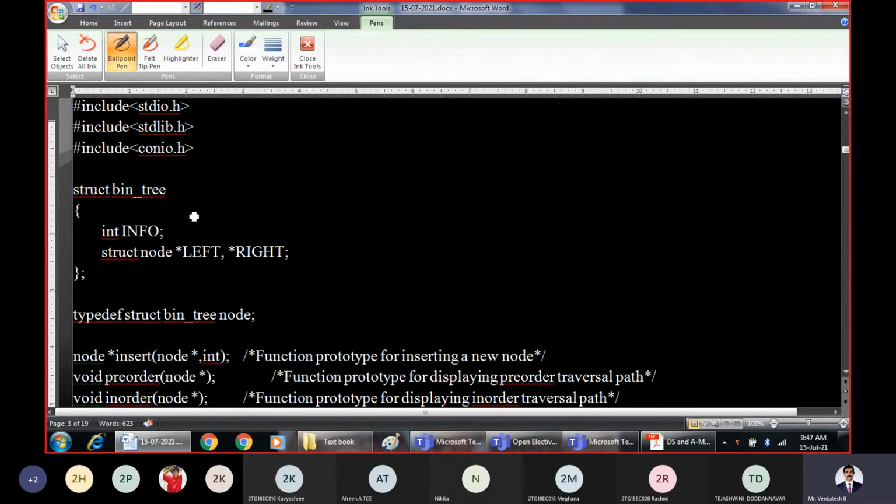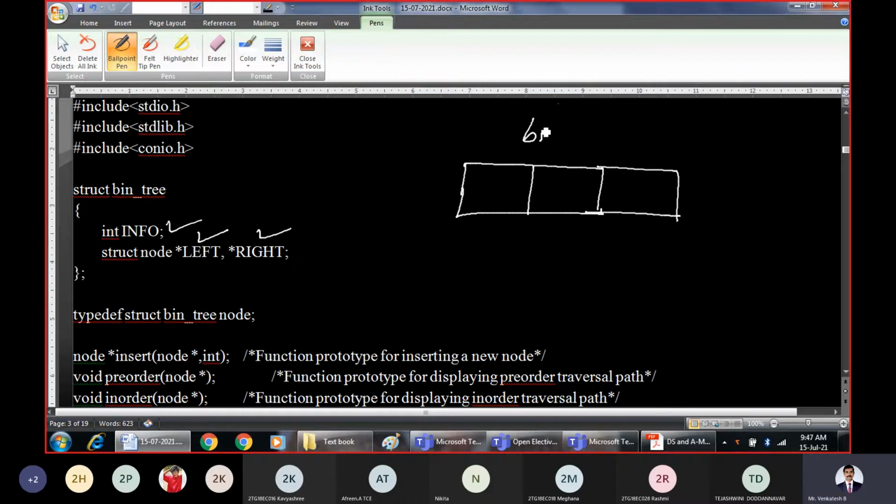As we know, every node in a tree consists of three fields: the data field, which will contain the actual data, a left pointer to point to the left subtree, and a right pointer to point to the right subtree. So whenever I refer to the structure definition binary tree, it refers to three different entities. This is the binary tree node. Every node consists of three parts: the information part, which will contain the actual data, the left pointer, and the right pointer. This is the structure definition.